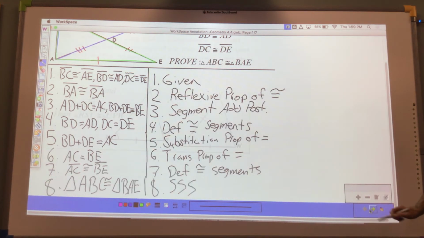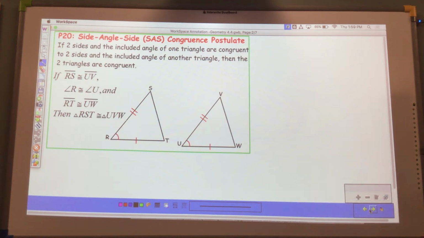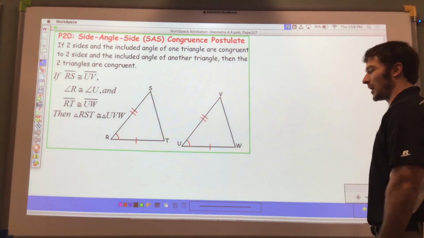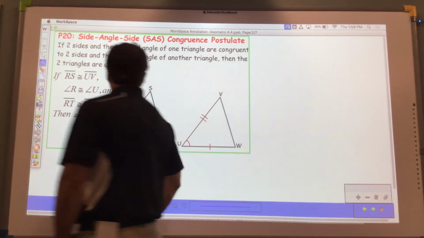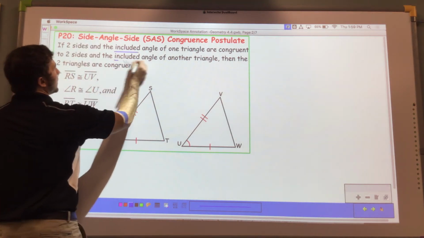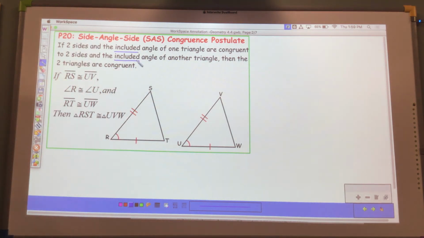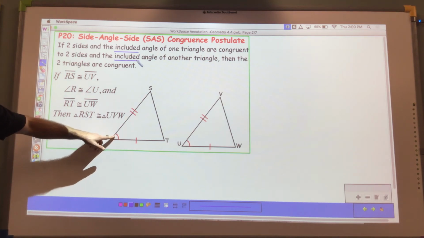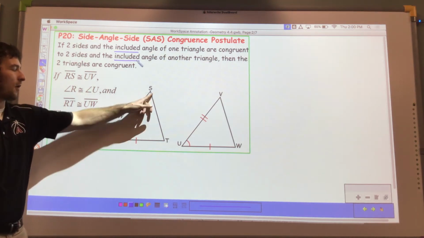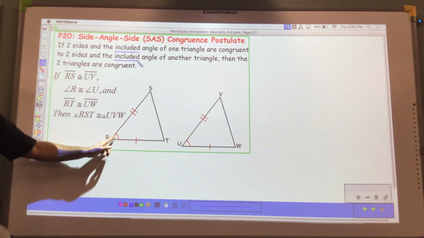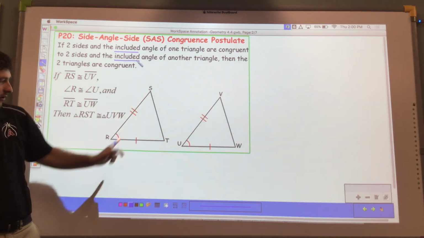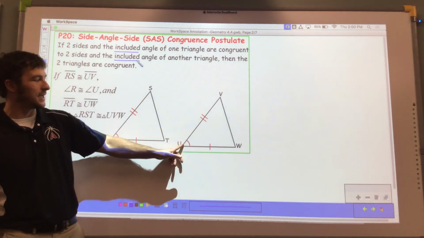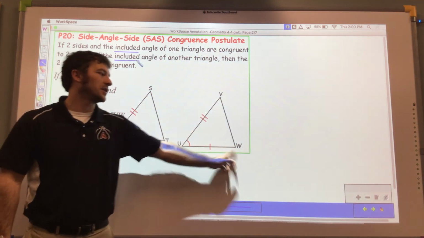Piece of cake. Now we got some more shortcuts. First one, side angle side congruence postulate. This says if two sides and the included angle of one triangle are congruent to two sides and the included angle of another triangle, then the two triangles are congruent. The term you need to know that's new is that word included. So two sides and the included angle. Included angle means that angle that's going to be in between those two sides or formed by those two sides. So we'd say angle R is the included angle of segment RS and segment RT. Angle U is the included angle of segment UV and segment UW.